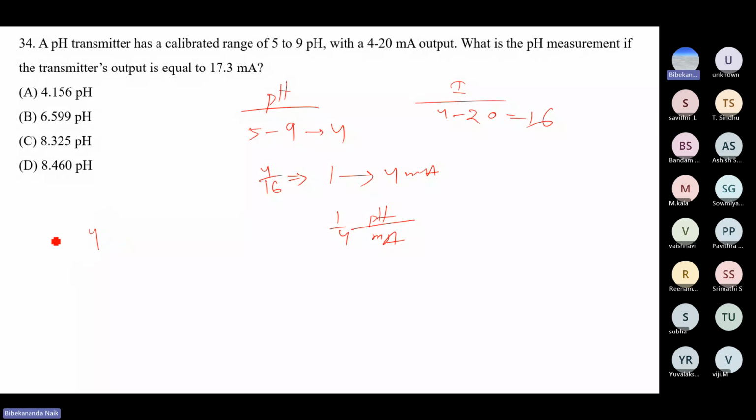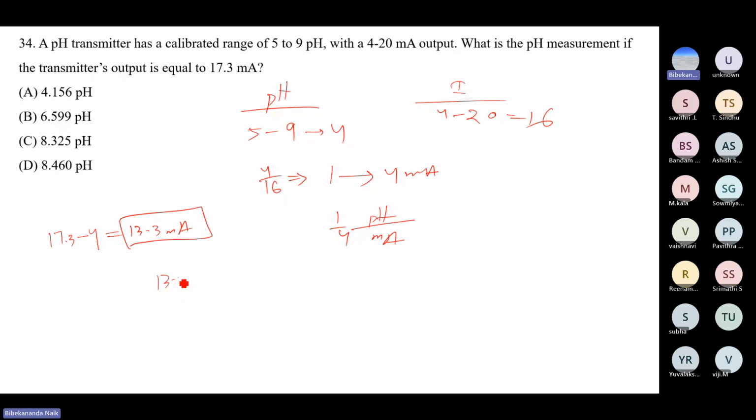Initially it was 4 milliampere. So it is 17.3 minus 4, it is 13.3. So there is a 13.3 milliampere change in current. So we need to find the change in pH, then we will add it to the initial pH. At 4 it was 5, but the change is 13.3.